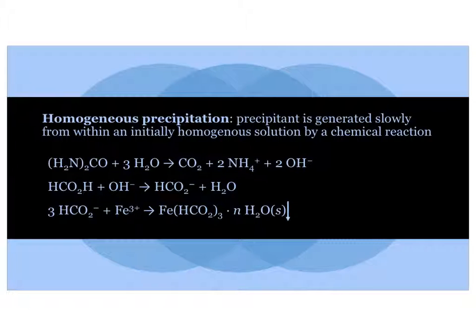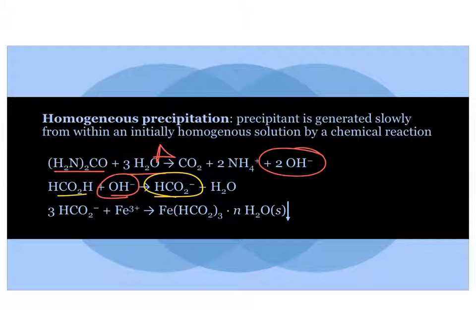Usually, precipitation is initiated by mixing a solution of precipitant directly with a solution of analyte. Here, we see a different method. This method of homogeneous precipitation allows the generation of precipitant in the solution through a chemical reaction that keeps the concentration of precipitant low. In this example, the decomposition of urea by boiling it in water produces hydroxide ion. This hydroxide ion goes on to neutralize formic acid, forming formate ion.